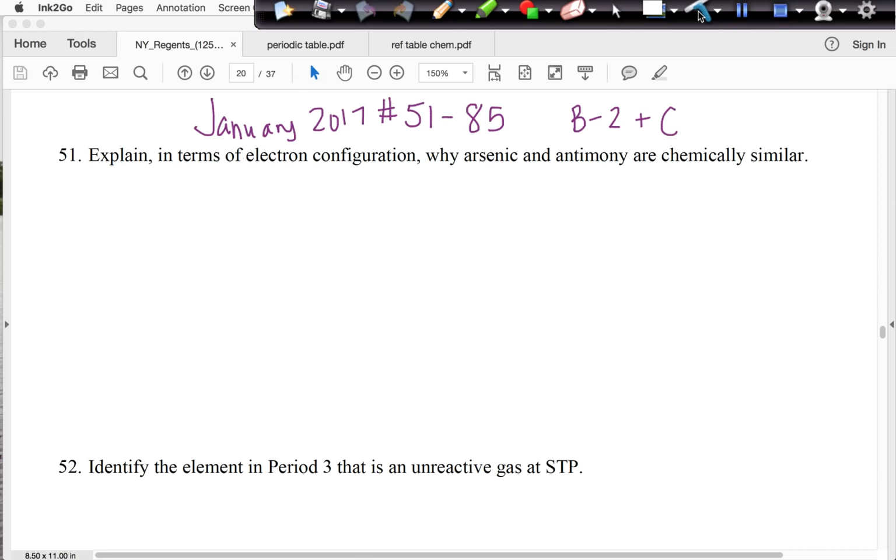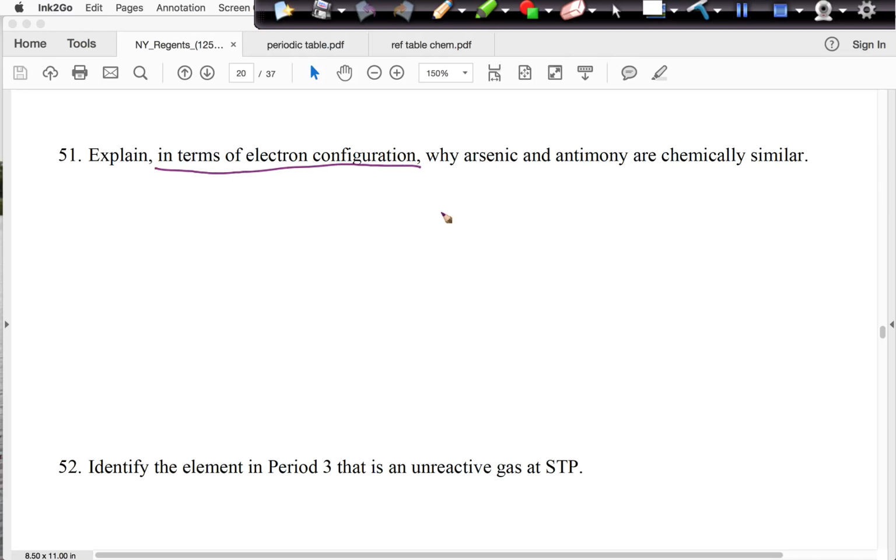Parts B2 and C. For number 51, it says explain in terms of electron configuration why arsenic and antimony are chemically similar. When they give us the phrase "in terms of," we need to be really careful because whatever comes after it needs to be mentioned in some way in your answer.